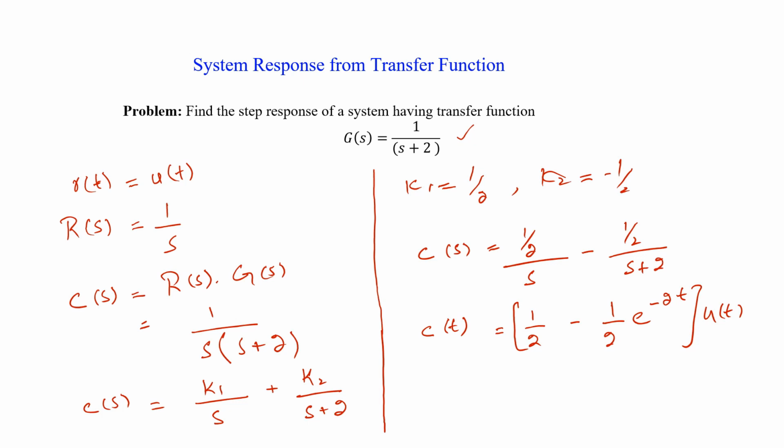So from this equation, we can see that this response, which will die out after some time, represents the transient response, and when all transients die out, then we are left with this response, which is the steady state response of the system.